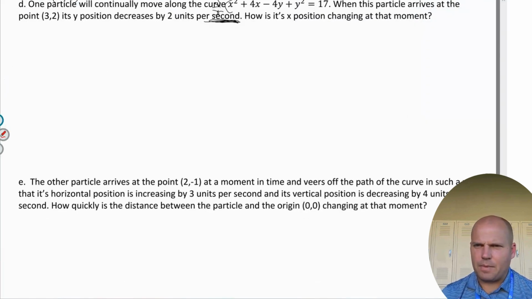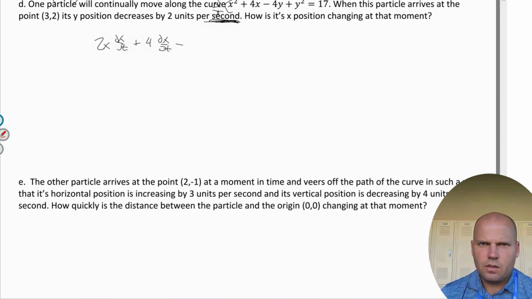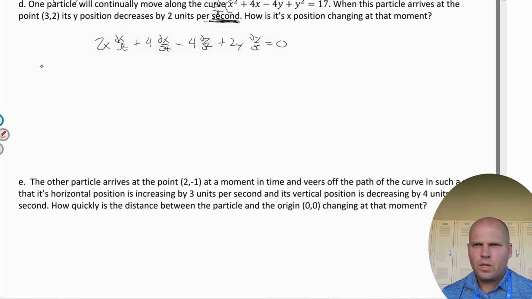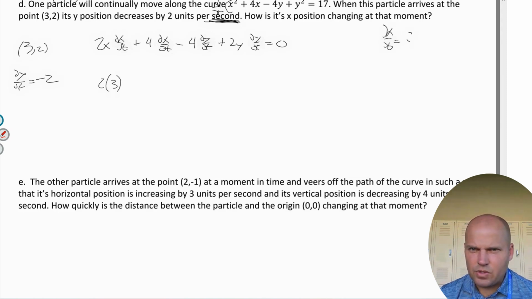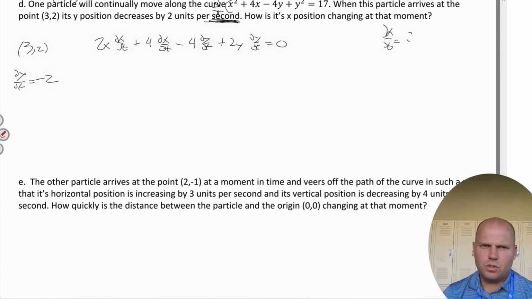I probably am going to go back and double check that all my answers are correct. So I get 2x dx dt plus 4 dx dt minus 4 dy dt plus 2y dy dt equals 0. I got dy dt is negative 2. What is dx dt? All right, so I got 2 times 3. I should divide everything by 2, honestly. You don't have to. So I'm not going to because none of y'all are going to do that.